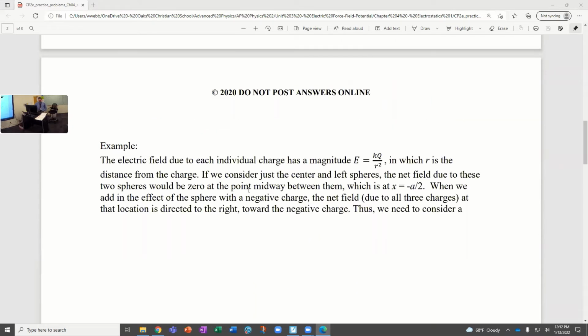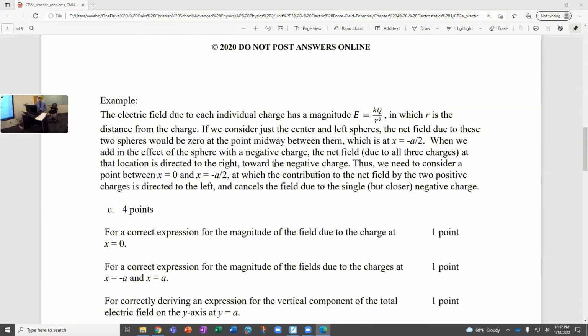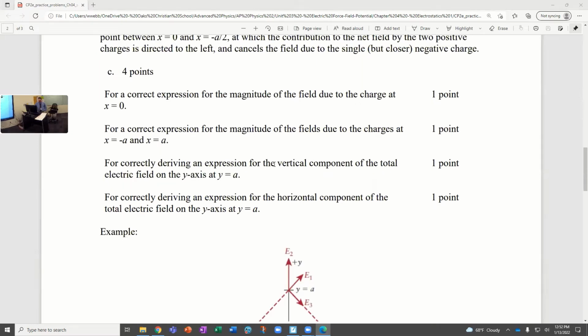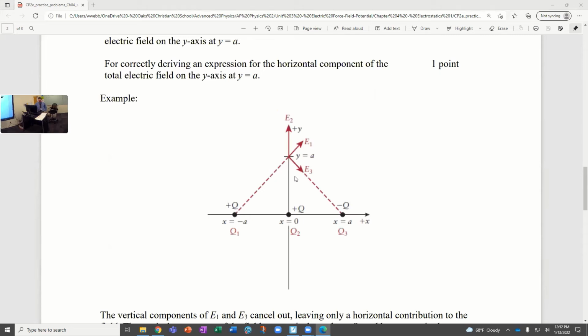All right, and then for C, they do give you the example paragraph. And then for C, asking us to determine the magnitude of the X and Y components. And so they draw a little diagram here on the example to show you that the Y component is just this, because the Y components of these two cancel. Since they're equal charge and equidistant from that point, the Y components of E1 and E3 cancel. But E2, that Q2 does create a field upward. So that's the only Y component.